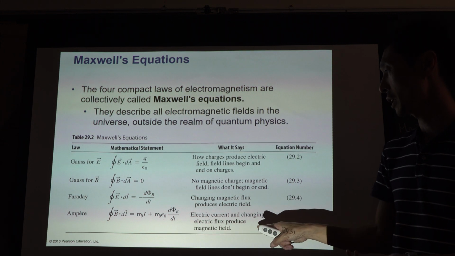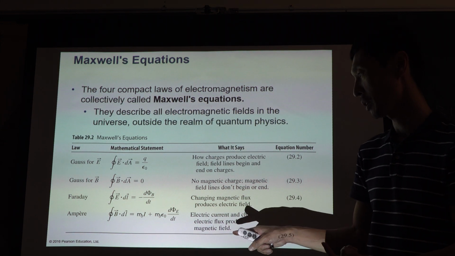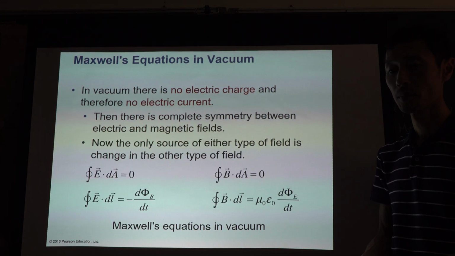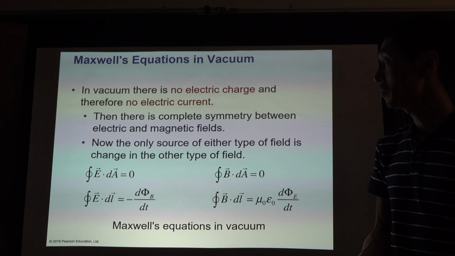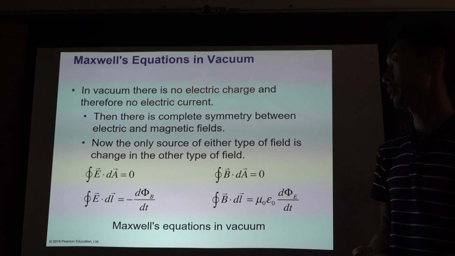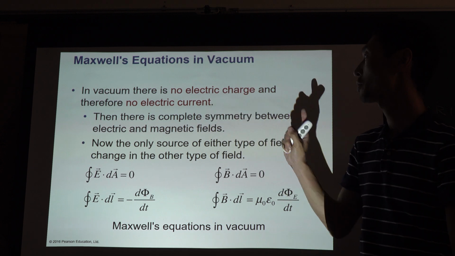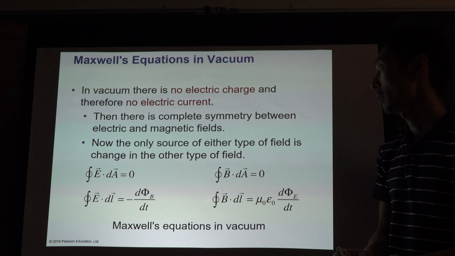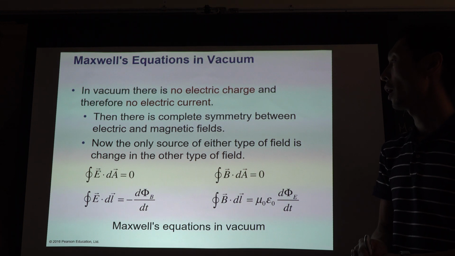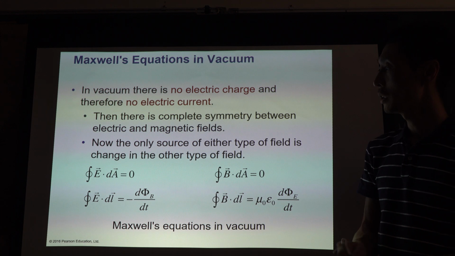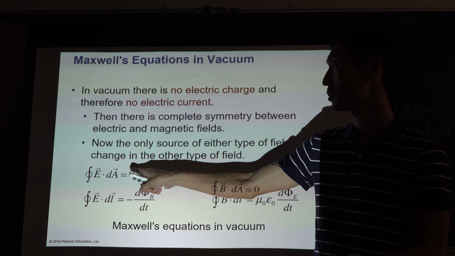Electric current and changing electric flux produce magnetic field. This term is... in vacuum, the Maxwell equation is completely symmetric. In vacuum, there's no electric charge, and therefore there's no electric current. Then what happened to Maxwell equations? There's no charge, so this is 0, right?